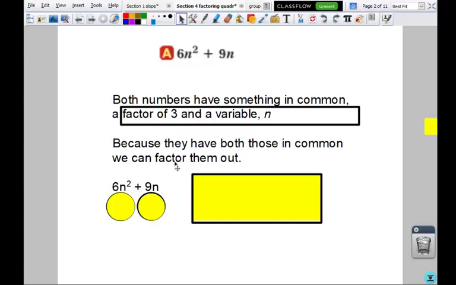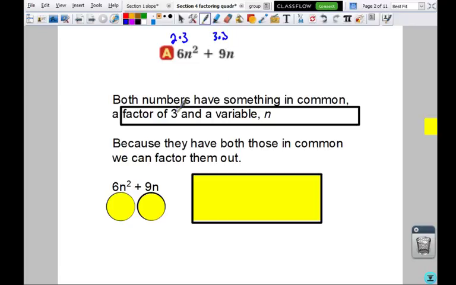So, what I'm going to do is I'm going to factor out a 3 and an n. And when I factor out the stuff today, it's kind of like dividing. So I'm going to take the 6n squared plus 9n. And maybe I should back up. They've got a factor of 3 because if I were to split up this 6, that would be a 2 times 3. If I split up a 9, it's a 3 times 3. They both have that 3 in common, right? And they both have at least one n. That's where I got that from.